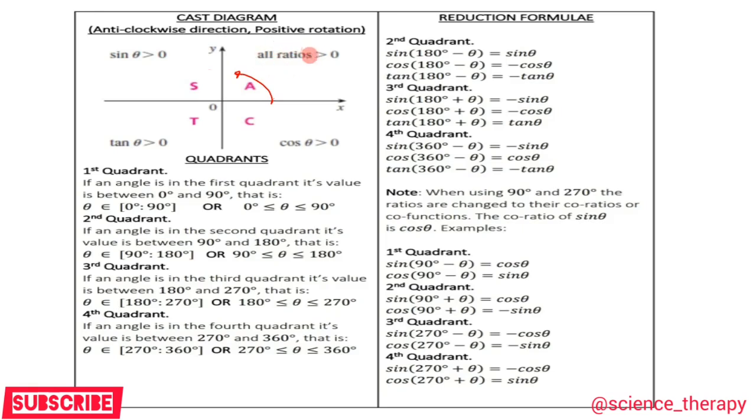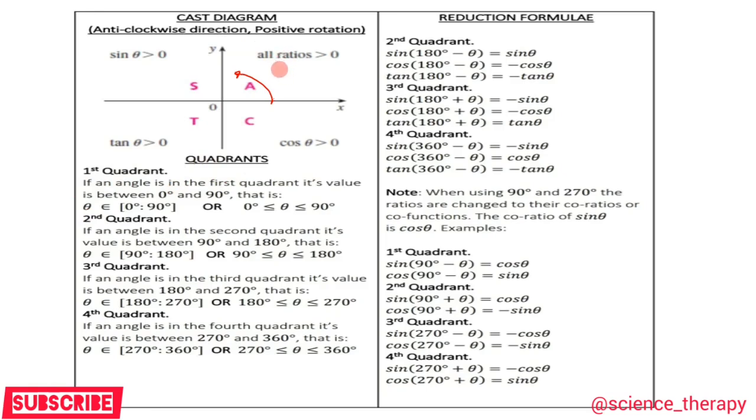And then we can see here it's still indicating that all trig ratios are positive, greater than 0. And then here only sine is positive, only tan is positive, and only cos is positive. Remember, greater than 0 means positive. Then what are they saying here? For the first quadrant, if an angle is in the first quadrant, its value is between 0 to 90 degrees. So we know we've already stated that.